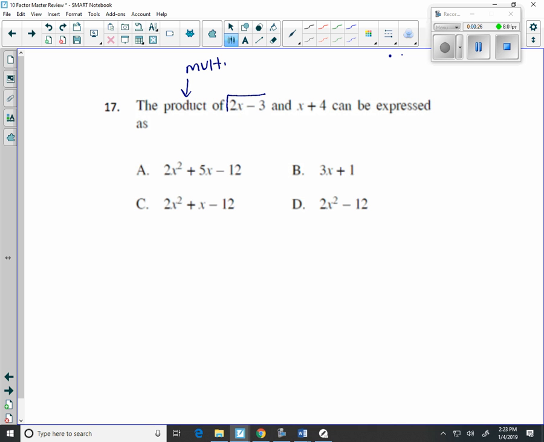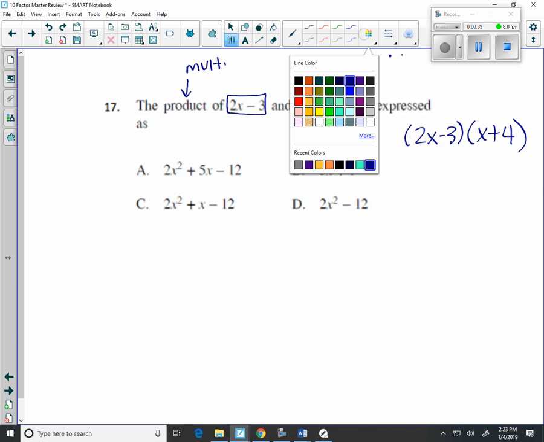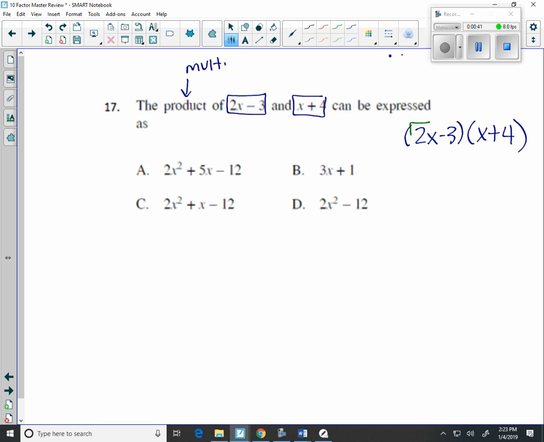So this is just saying multiply these two together. So 2x minus 3 and x plus 4, and double distribute. So more double distribute practice. I'm going to take this first term, 2x, and multiply it by x. Remember, the number in front there is 1, so 2 times 1 is 2. X times x is x squared. 2 times 4 is 8.